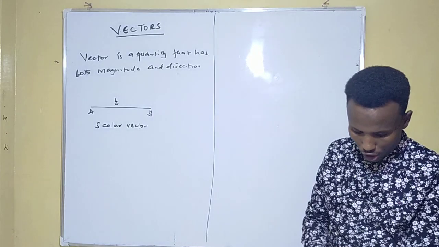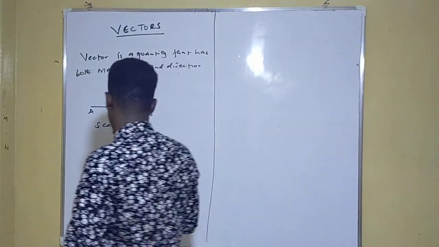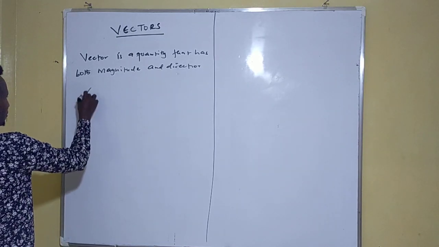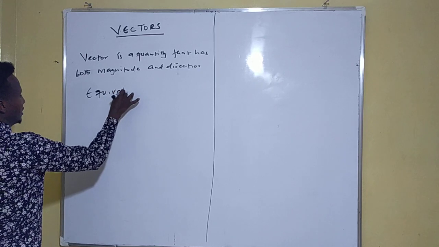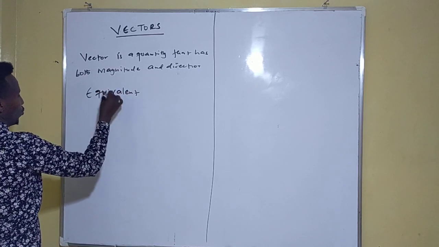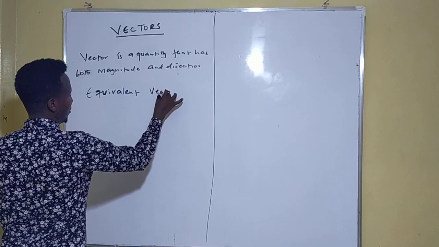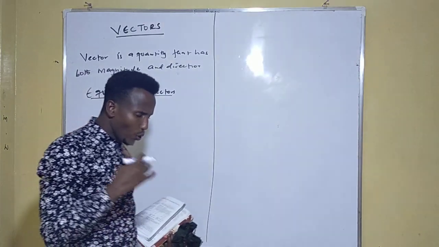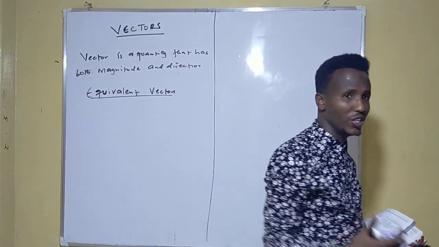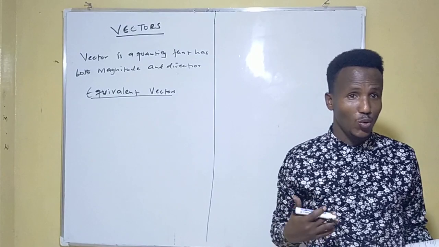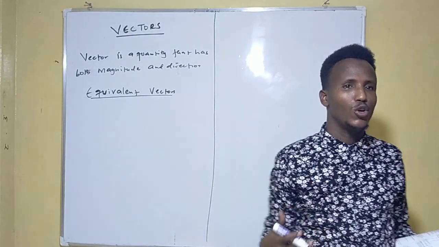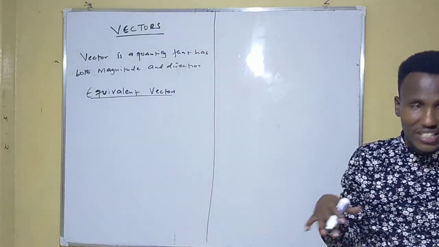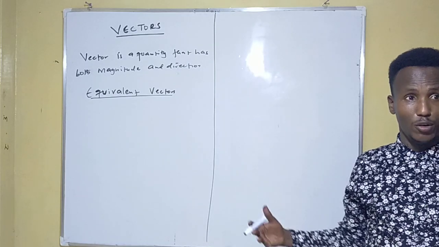Then we'll proceed to what we normally call equivalent vectors. This is what we are going to discuss. Equivalent, from the word equal, vectors. Okay? So, when can we say two vectors are equivalent or they're equal? The word equivalent, I think you know it's equal. So when can we say two vectors are equivalent? That's what we're going to discuss today, and this will help us ahead of us, okay?